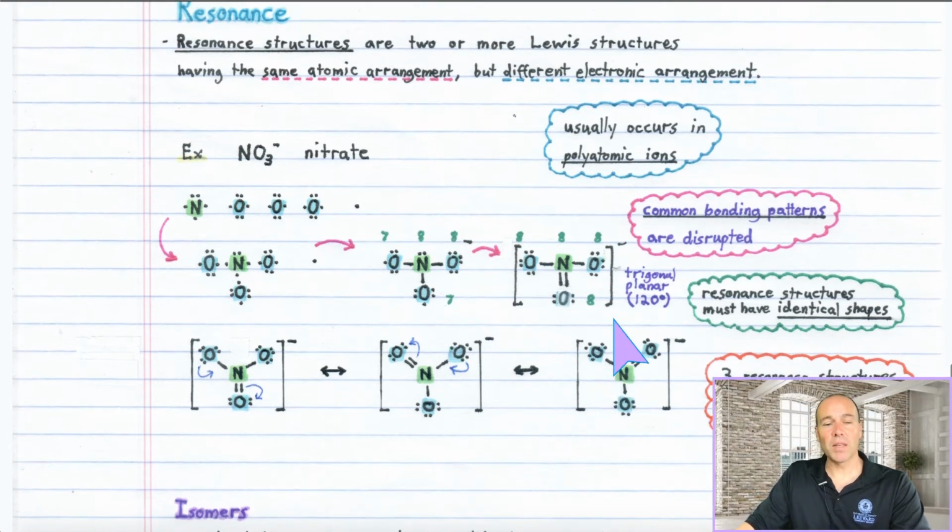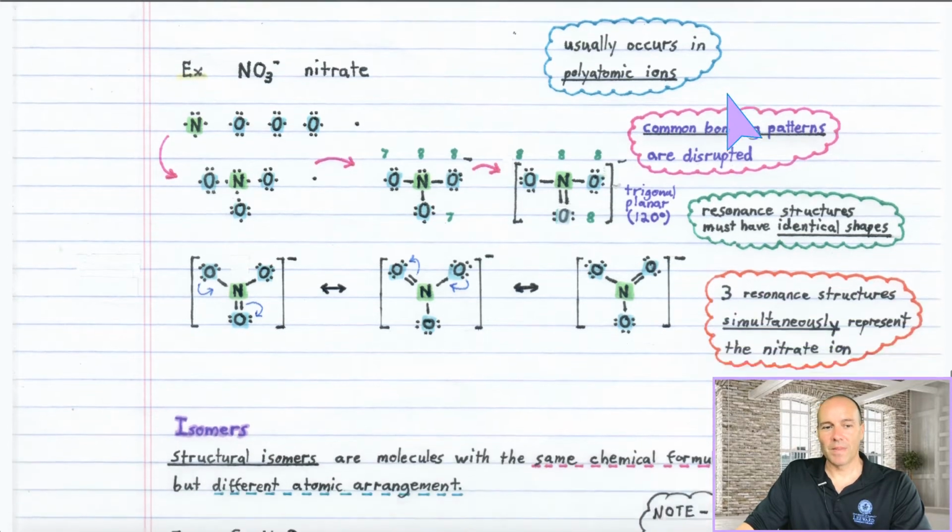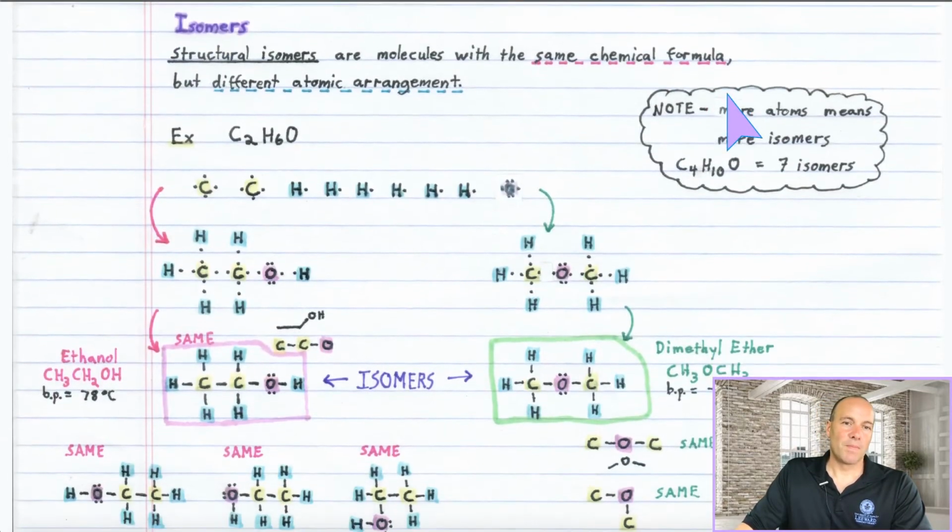So that's resonance right there. Two or more Lewis structures having the same atomic arrangement but different electronic arrangements. Now what about isomers?